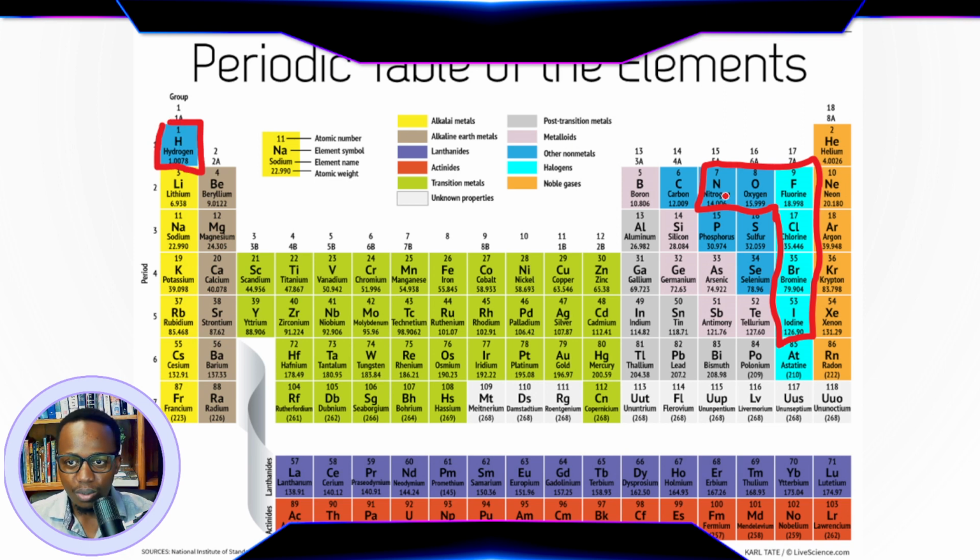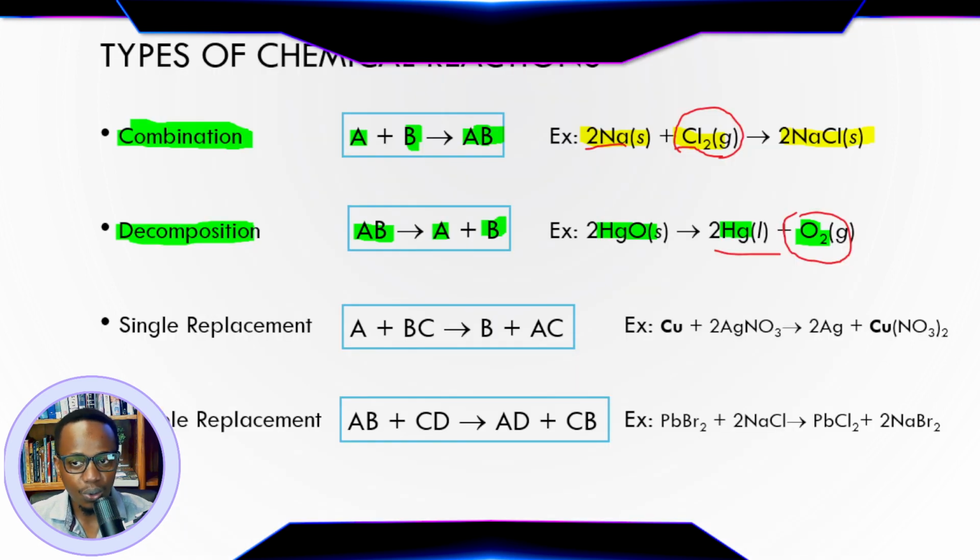7 of them. 1, 2, 3, 4, 5, 6, 7, right? So N, O, F, Cl, Br, I, and then you have hydrogen. These come in 2s. So whenever you're making an equation, for example, you say, oh, oxygen plus hydrogen. When you're writing that down, it's going to be H2 plus O2. But we'll talk more about that when we get there. I just wanted you to notice it.